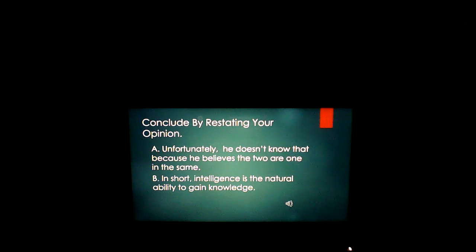It's that thing that hits it home for the reader. Helps to give the reader one more look at what you believe and why you believe it, but you want to summarize it. You don't want it to be too long. So which one of these is the best choice? A, unfortunately, he doesn't know that because he believes the two are one and the same. Or B, in short, intelligence is the natural ability to gain knowledge. Which one of these restates the opening prompt?